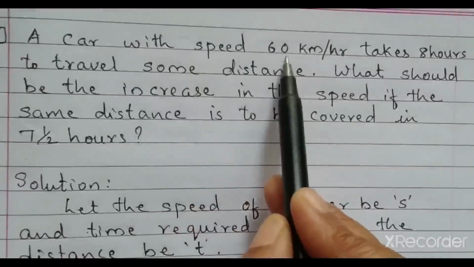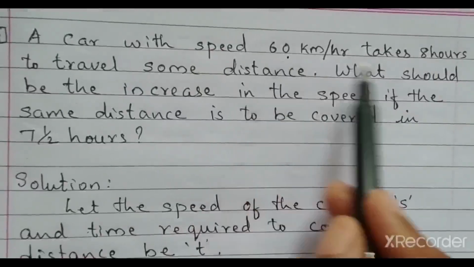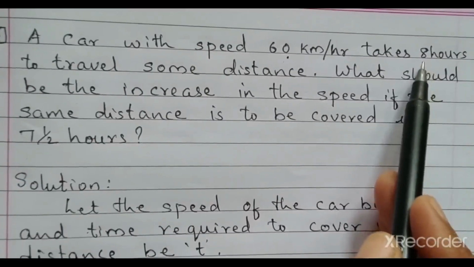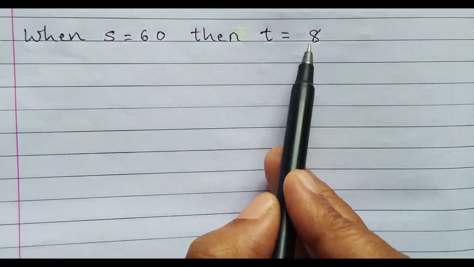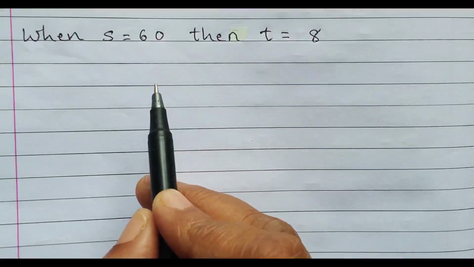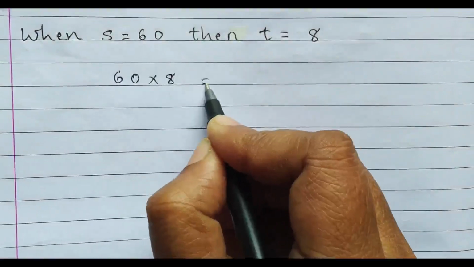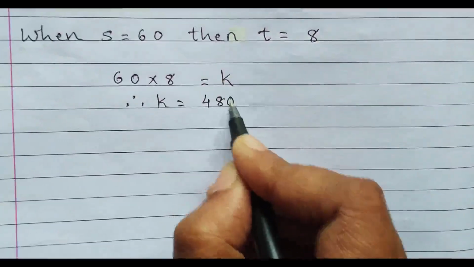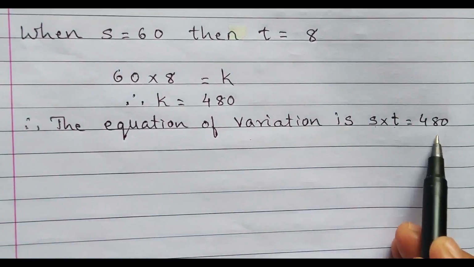Now it's given that if the speed is 60 kilometers per hour, it takes 8 hours. That is, when s is equal to 60, t is 8. So using this, let us find the value of k. So when s is equal to 60, then t is equal to 8. Let us substitute these values in the equation of variation. We have s into t is equal to k. So 60 multiplied by 8 is equal to k. Therefore k is equal to 480. Therefore the equation of variation is s multiplied by t is 480.